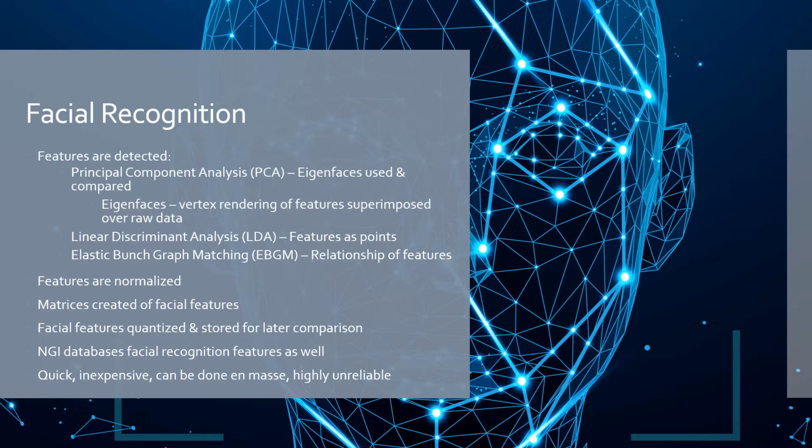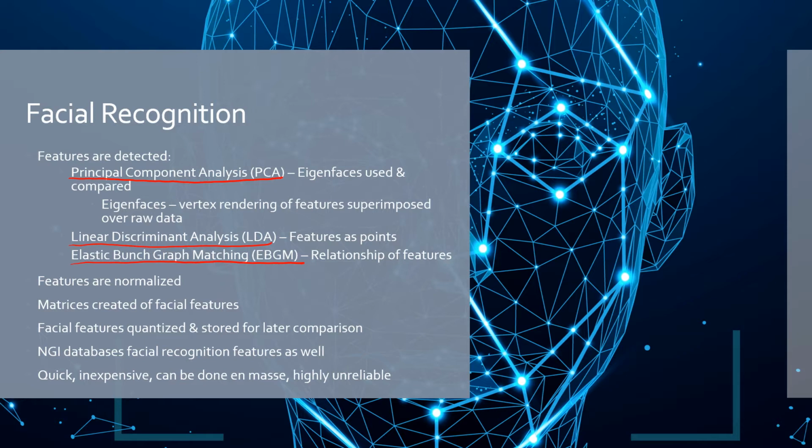to characterize individuals. A few different ways of doing this are by PCA, Principal Component Analysis, Linear Discriminant Analysis, LDA, and Elastic Bunch Graph Matching, EBGM. For the purposes of the exam, you do not need to remember these three different kinds exactly by name and which they do. But I do want you to remember that there's a couple of different major ways that these technologies use to discriminate different features.